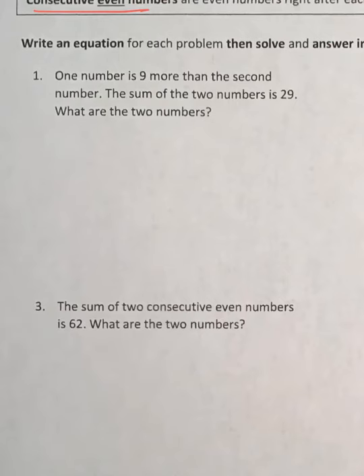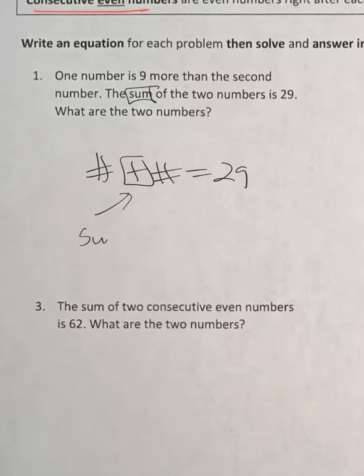In problem number 1, it says one number is 9 more than the second number. The sum of the two numbers is 29. What are the two numbers? So basically, we're just adding up two numbers. So if you take a number and you add another number, we're supposed to get 29. That's what the sum means. It means we're adding up two numbers.